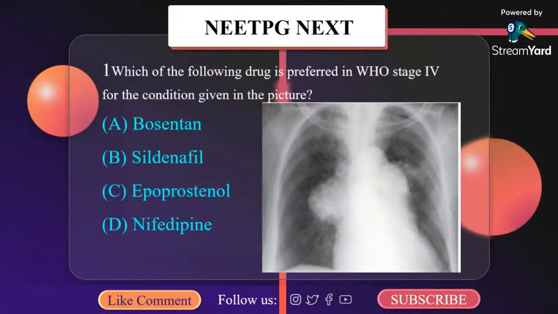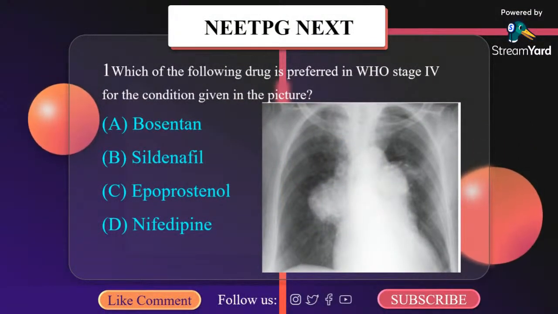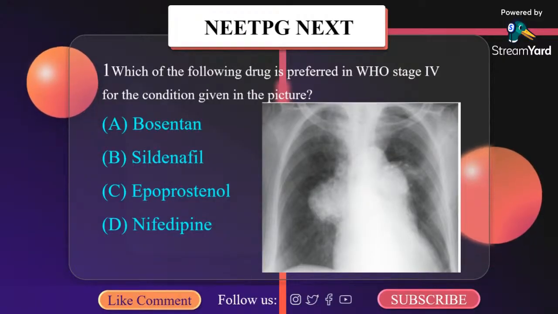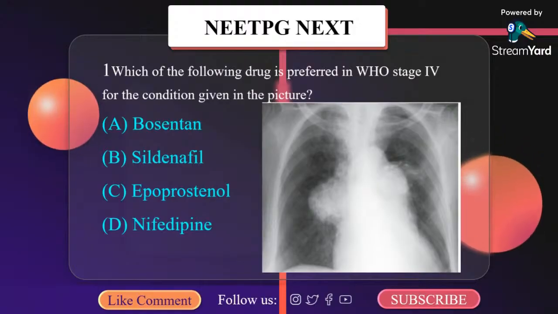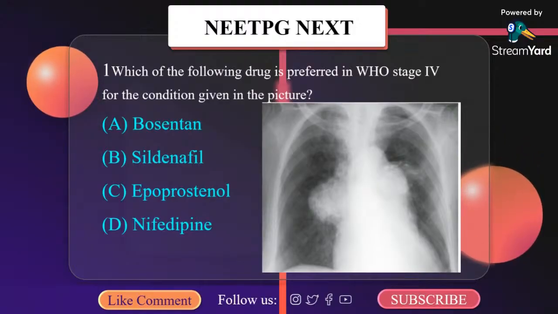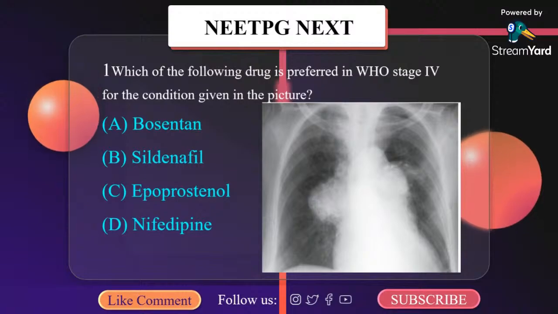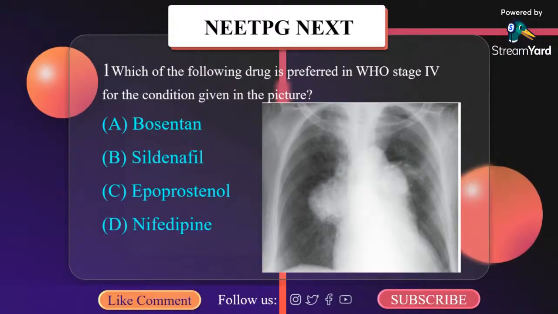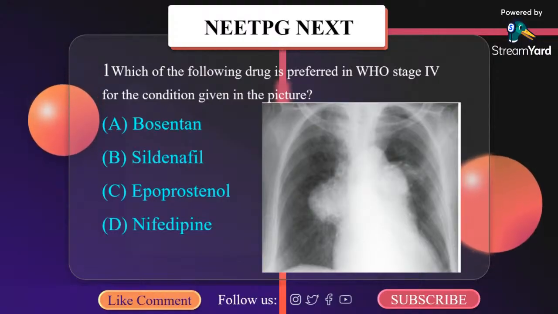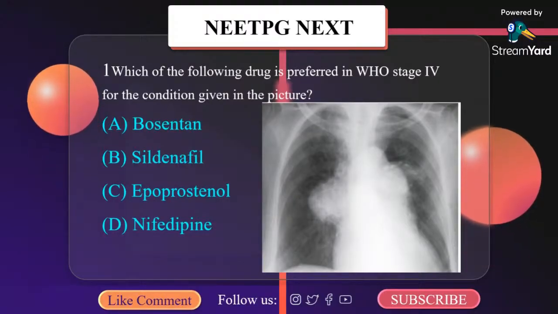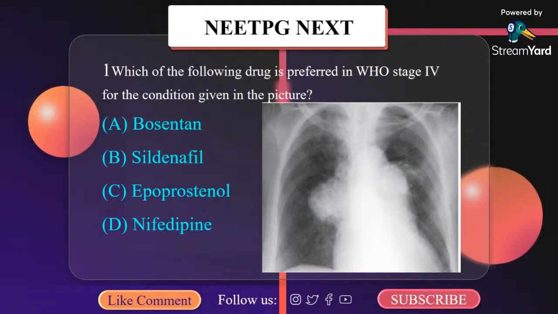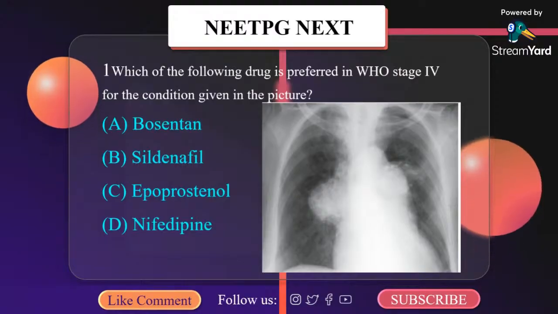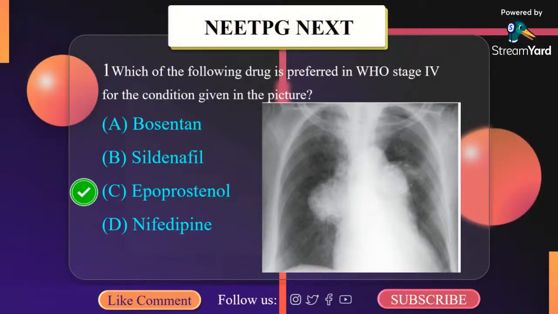Which of the following drug is preferred in WHO stage 4 for the condition given in the picture? Now look at the X-ray carefully. What do you see here? Here it is an X-ray of pulmonary arterial hypertension, and they have given as a stage 4. Epoprostenol is a drug which is used for this. So the correct answer here is C, epoprostenol.